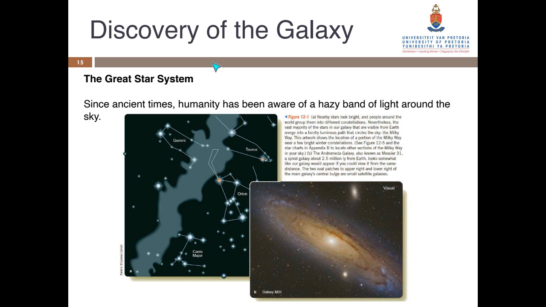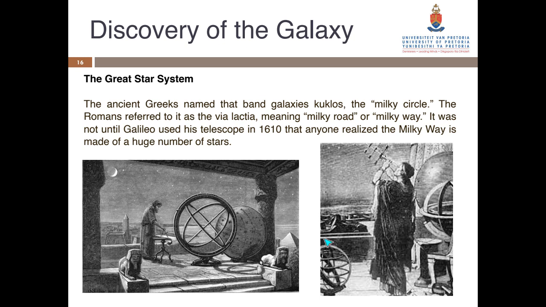So since ancient times, humanity has been aware of a hazy band of light around the sky. Have you guys ever, in a dark place, looked up and seen almost like a cloudy effect in the night sky? That is the band of the Milky Way we are seeing. So that means that is the edge, and we are looking into the middle of the Milky Way. That is the disk of the galaxy we are looking at. So that means we are looking at this disk head on sideways. So this is the band we are seeing, and that is something very beautiful to see.